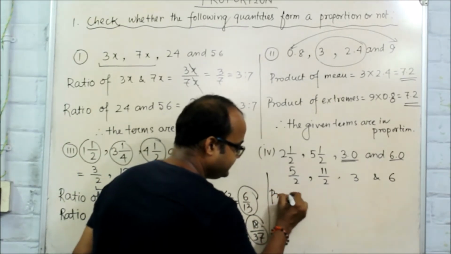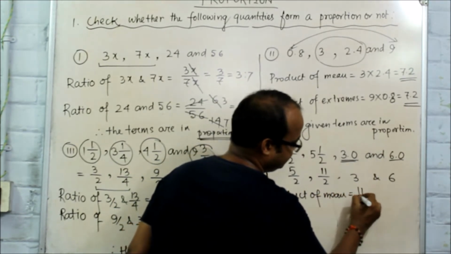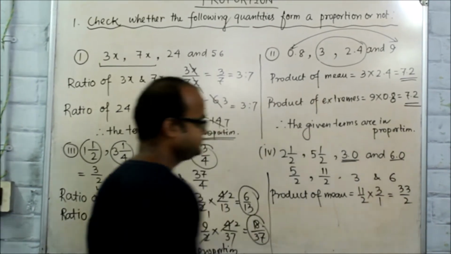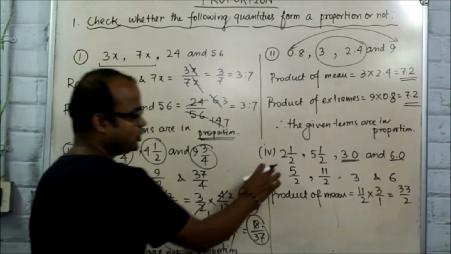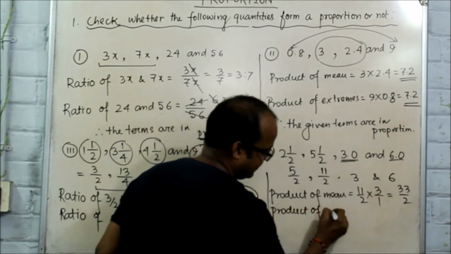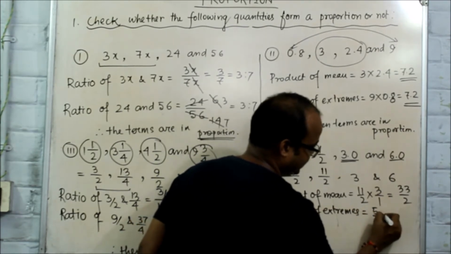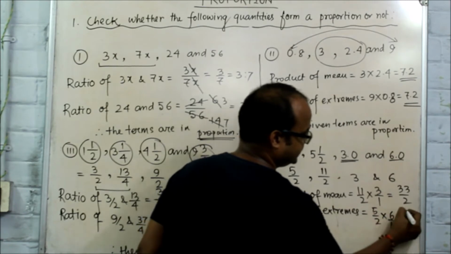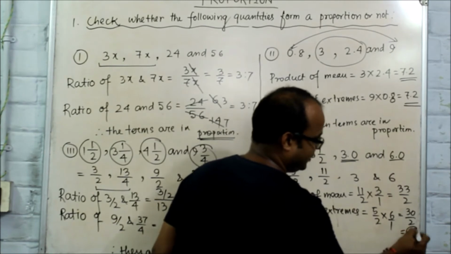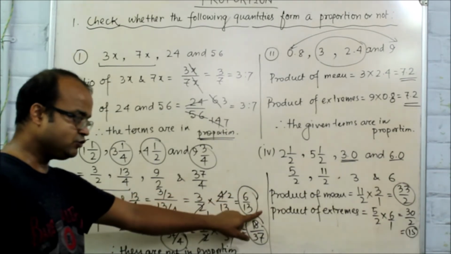So product of mean is equal to 11 by 2 into 3. 3 means 3 by 1. So it is equal to 33 by 2. And product of extremes is equal to 5 by 2 into 6. So 6 by 1. So it will be equal to 30 by 2. That is equal to 15. Obviously these two are not equal. Product of mean is not equal to product of extreme.